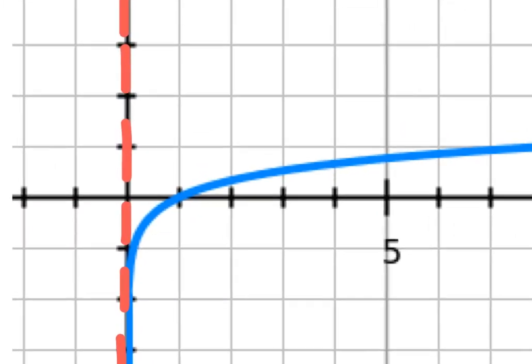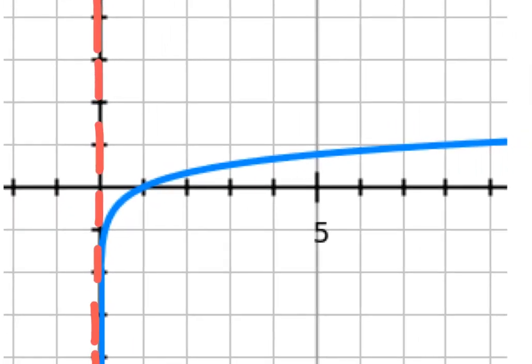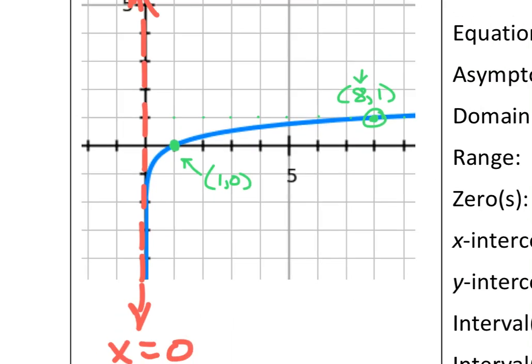Notice, just in case you're curious, that this must be a parent function because it's got a point at 1, 0. And then this base is probably 1, 2, 3, 4, 5, 6, 7. I would say it's probably 8. Looks to me like there's a point at either 8 or 9. So let's say that this point is 8, comma 1. So that would mean that b equals 8 for this graph.